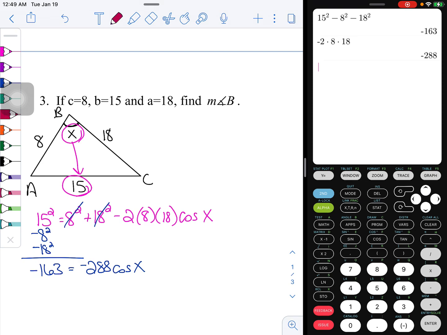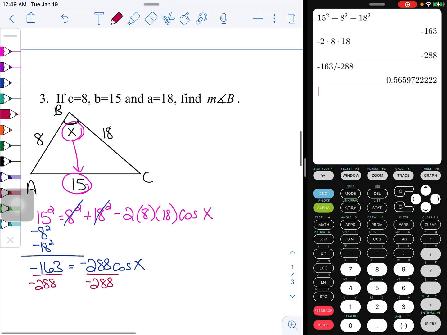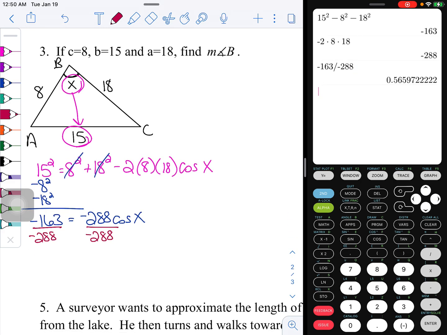All right, I am now going to divide both sides by negative 288. The reason I'm doing division is because this is negative 288 times cosine. So to get the cosine, I need to divide. All right, so negative 163 divided by negative 288. And I'm going to get some wacky decimal. And hopefully by now you have realized I just leave the wacky decimal in the calculator. So that's equal to the cosine of x.